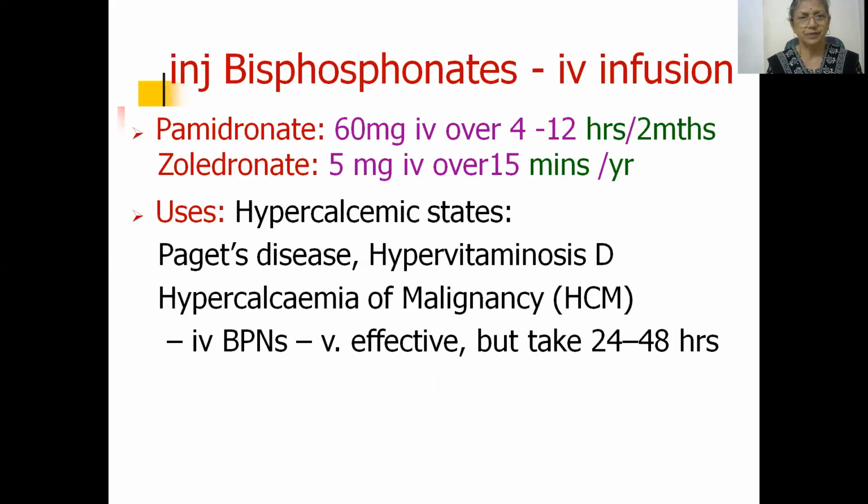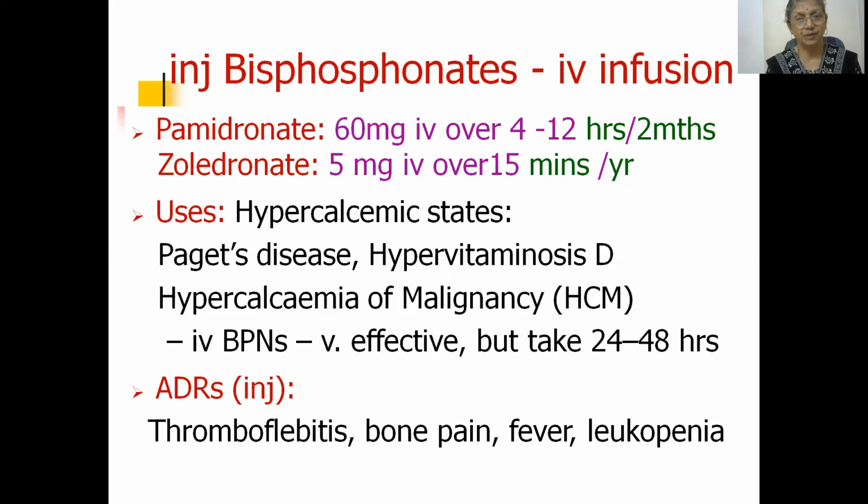And intravenous bisphosphonates are very effective for controlling this hypercalcemia. However, the limitation is they take 24 to 48 hours to show their effect on calcium levels. But as we will see, calcitonin is acting much faster, but it has its own limitations. So it perfectly fits the requirement of covering this latent period of bisphosphonates. We'll see that immediately after bisphosphonates. Adverse effects associated with injectable bisphosphonates are thrombophlebitis, bone pain, fever, and leukopenia. This is an acute indication, so there's no question of long-term use giving fractures.